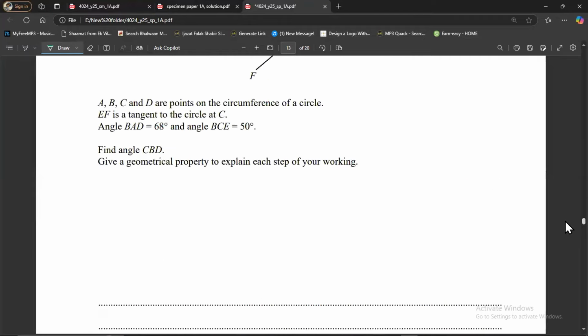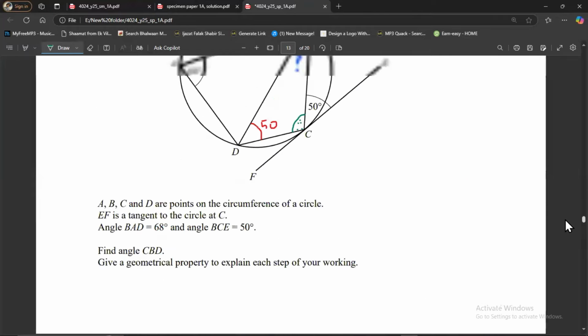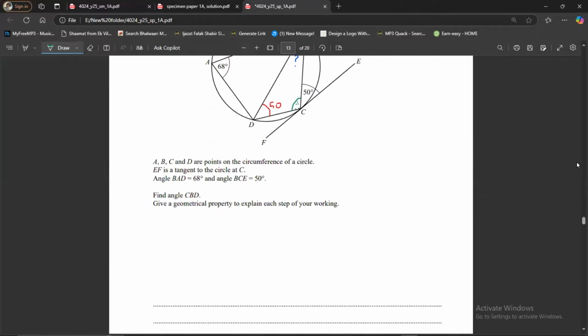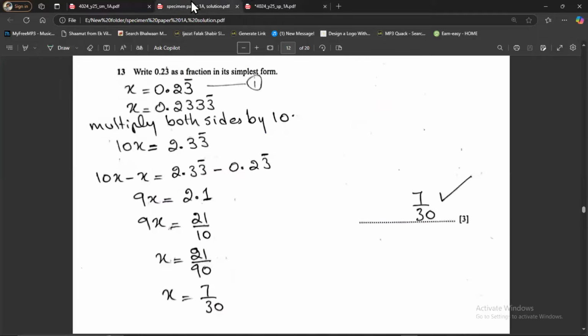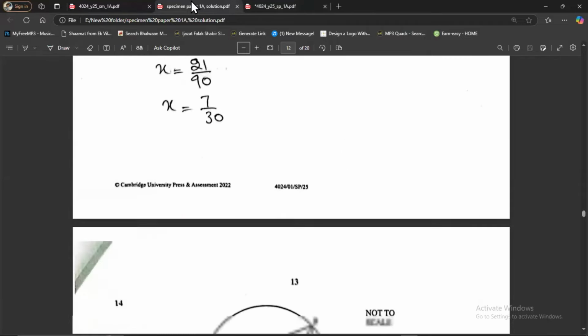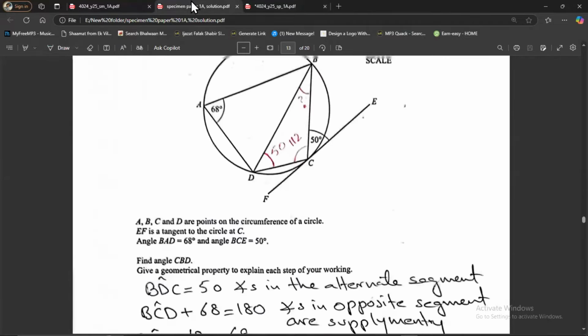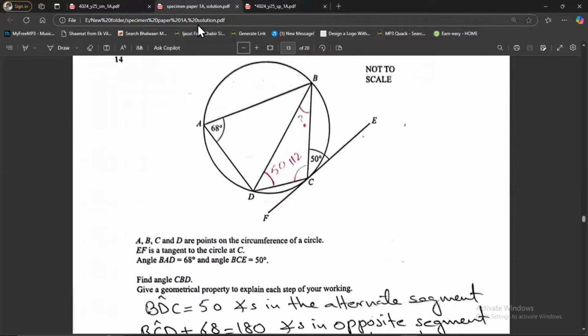It's a 5 marks question. We have to find the CBD, and they are saying that you have to write the reasons. Find the angle CBD, and give a geometrical property to explain each step of your working. So here we go. I have done this.